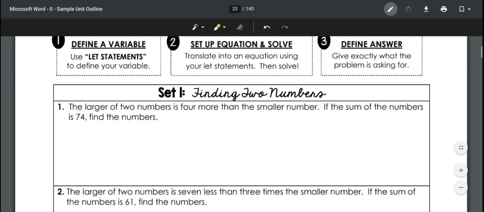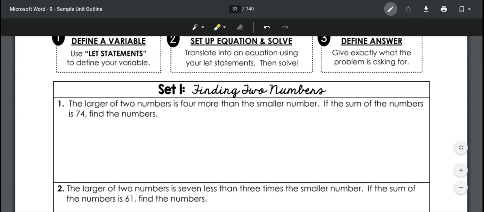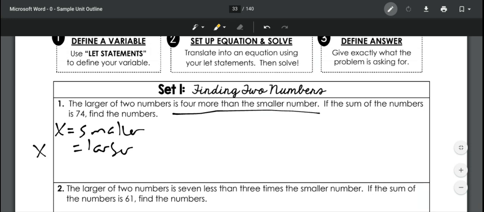So the first thing is you've got to find the variable. You got to know what you're trying to find and make sure you know what the variable stands for. The larger of two numbers is 4 more than the smaller number. Find the numbers. I'm going to use x as the smaller one. If you read it again, what's going to equal the larger one? The larger of two numbers is 4 more than the smaller. So we would represent that by doing x plus 4.